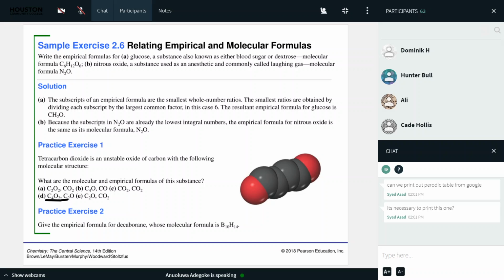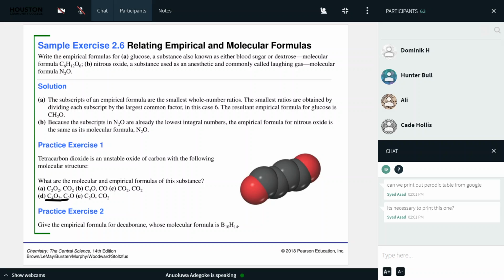So basically, we all know that empirical formula is the lowest whole number ratio, and molecular formula is a real formula. That is why you could have two or three different molecular compounds that share the same empirical formula. That's just because empirical formula is the lowest whole number ratio. It's not a real formula, but it's the lowest whole number ratio.